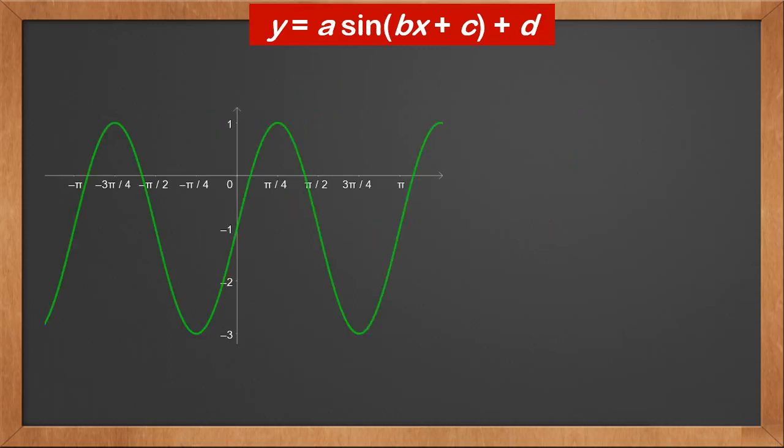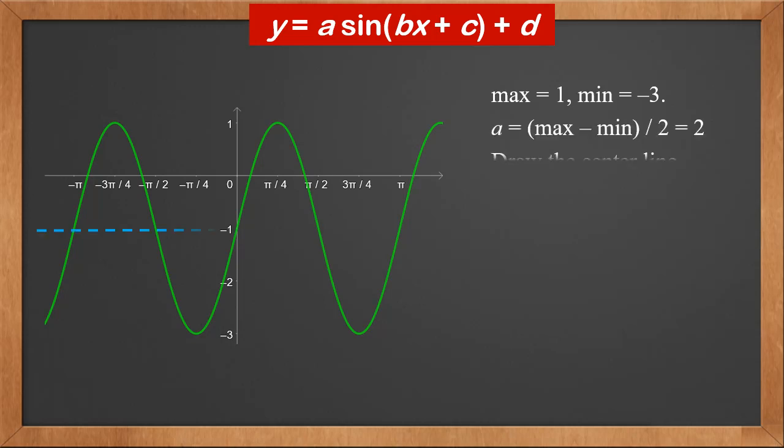Given a graph, we should be able to find the equation. Here's a sine graph. The max is 1 and the min is -3. So a is (max - min) / 2, which is 2. The center is y = -1. Let's draw the center line.